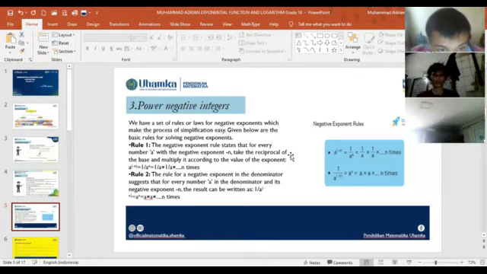Rule 2, the rule for the negative exponent in the denominator suggests that for every number a in the denominator with its negative exponent minus n, the result can be written as 1 divided by a power minus n equals a power n, equals a multiplication a, n times.